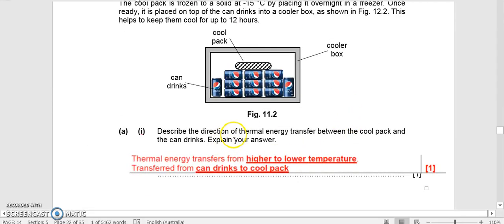Now we got a cool pack here. Describe the direction of thermal energy between the cool pack and the can rings. So you mentioned convection currents and all that. The question is very straightforward. They just ask you direction. So from where to where, and explain. The theory we're looking for is thermal energy transfers from higher to lower temperature. So it's always from the hotter thing, which is the can rings, to the cooler thing, the ice pack.